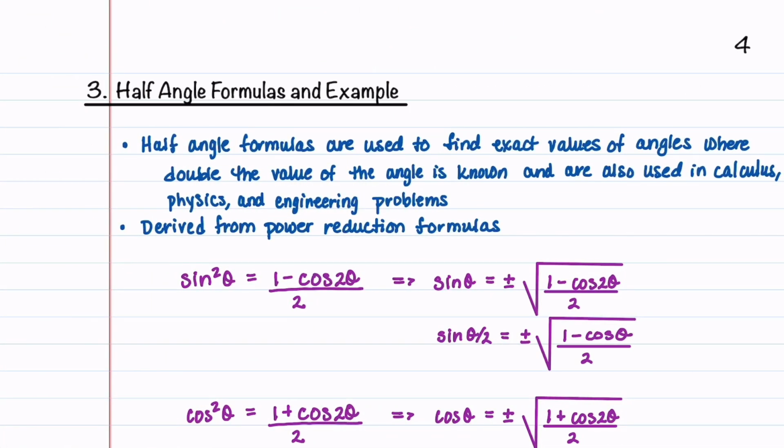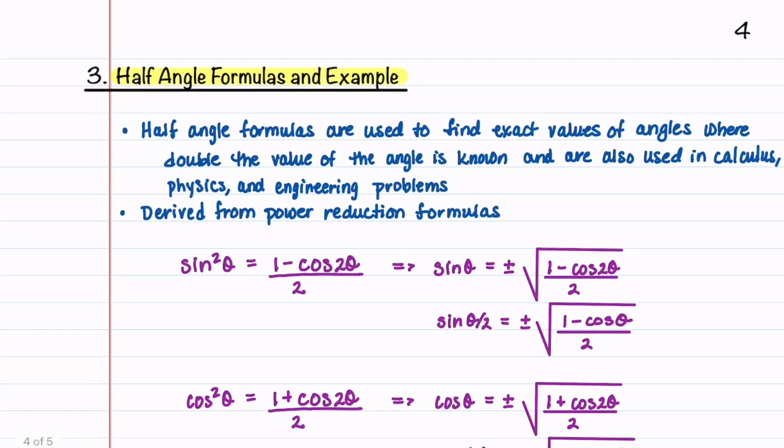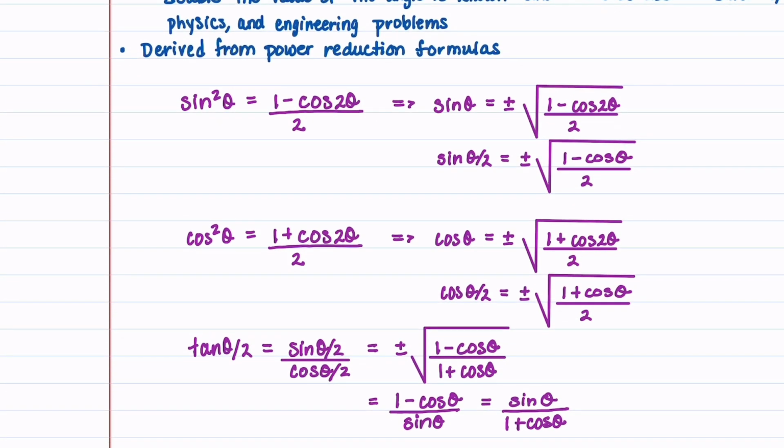The last set of formulas that we'll look at is half-angle formulas. We'll then walk through an example where we'll use this formula to find the exact value of a trigonometric function. Half-angle formulas are derived from power reduction formulas. Just like I did for the other formulas, I've included the derivations here if you want to see the details.